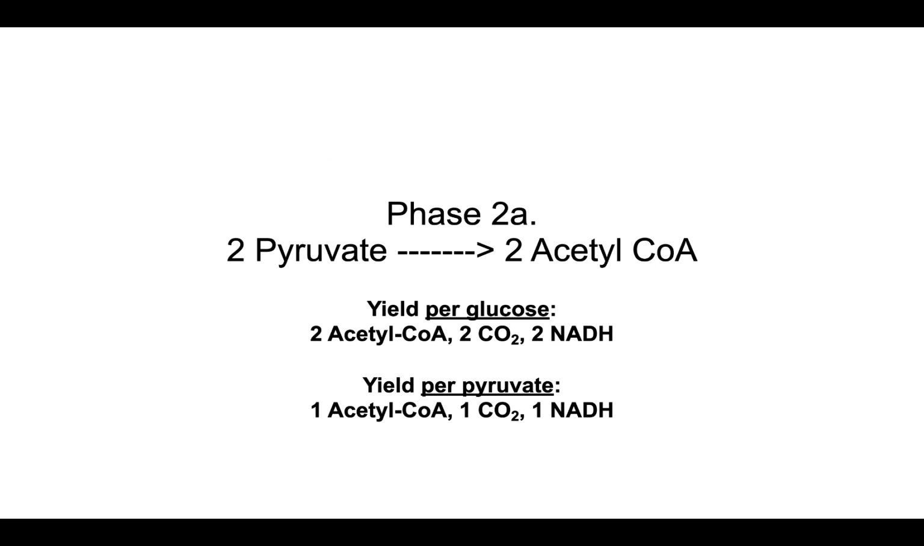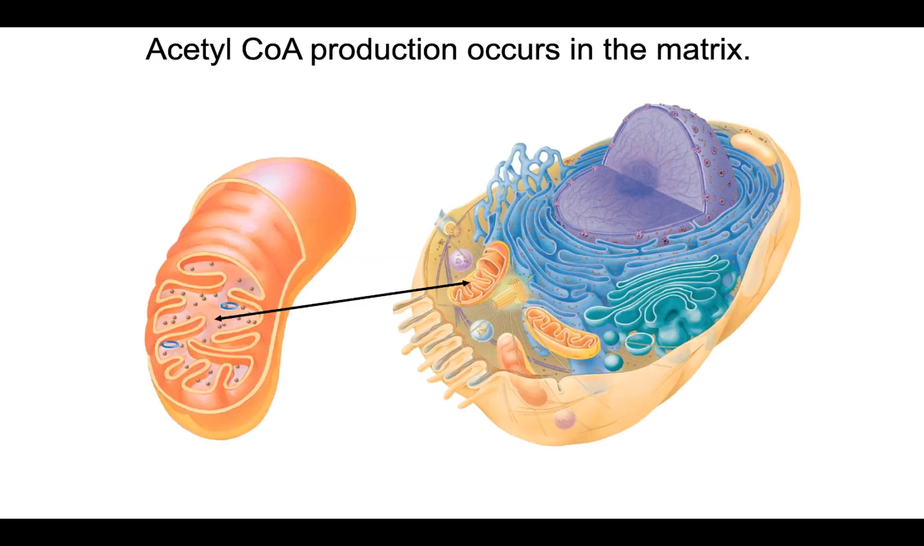Okay, so now we have two pyruvates. Right? Each of them has 3 carbons. We need to further oxidize those carbons into CO2. And the yield that we get per pyruvate in this particular section is 1 acetyl-CoA, 1 CO2, and 1 NADH. But remember, glucose makes 2 pyruvate, and so if we're looking at the stoichiometry per glucose, it's going to be 2 acetyl-CoA, 2 CO2, 2 NADH.